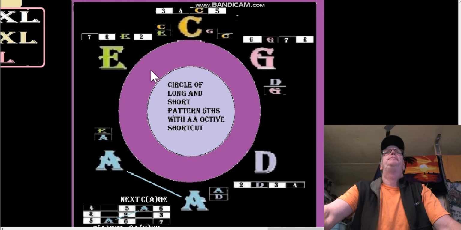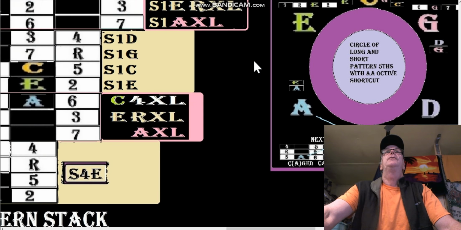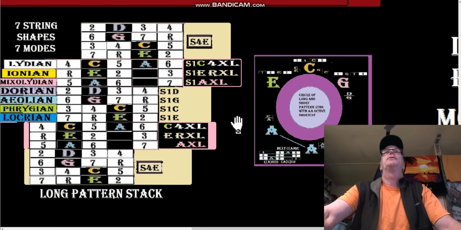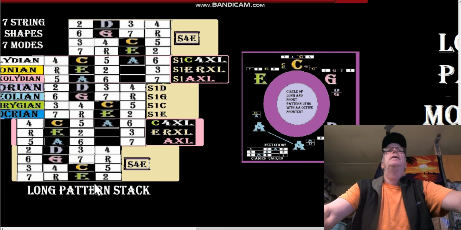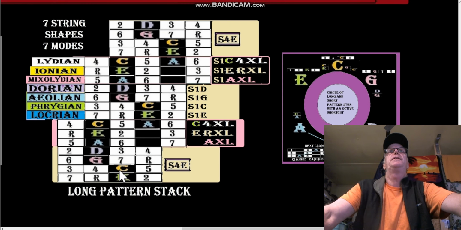Okay, all right. Now let's look at this because we've got to sort this out. The fifth of E is C, so we're starting on E and going to C. Then we're going to G, so it goes in fifths. Then we go to D, then we hit the double A. So we go E to C to G to D, and then we hit the long pattern, 5, 6, 7, root 2, 3, 4, 5, 6.